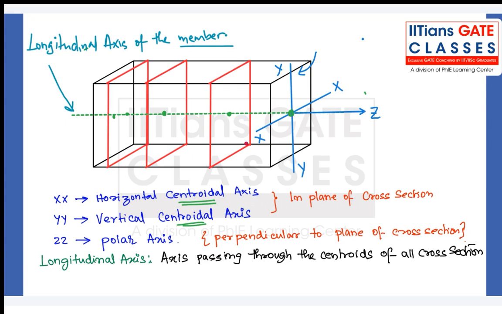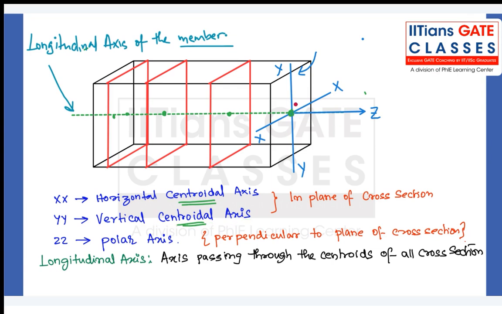Now you can see one of them is horizontal. The XX axis is horizontal, so its name is horizontal centroidal axis. One of them is YY. The YY axis is, you can see, vertical, and that is why it is known as vertical centroidal axis.